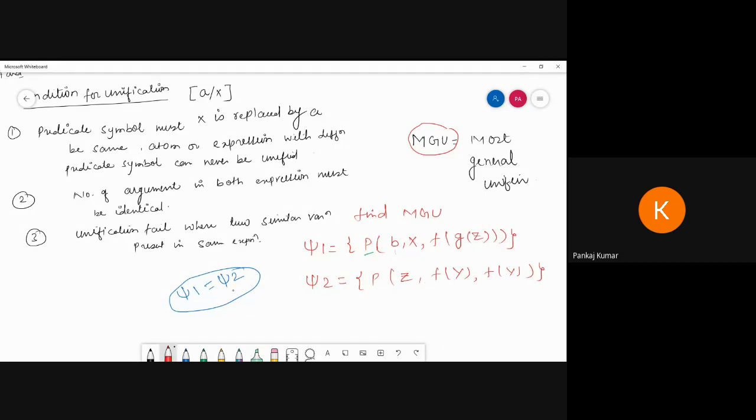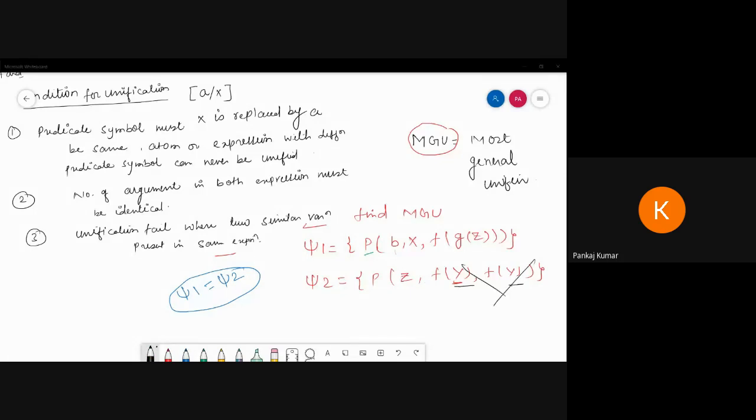All are the same type, there are functions and variables. Okay, no problem. Unification fails when the same variable is repeated. Now see, here variable y and y is present. So here unification fails. Is it clear? So here we cannot apply the unification process. Is it clear or not?